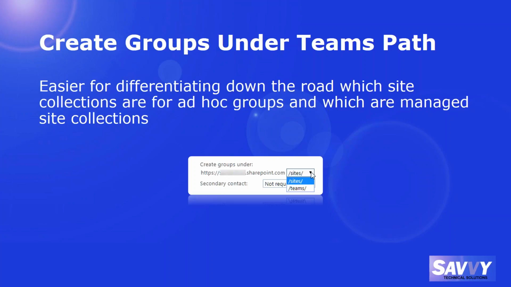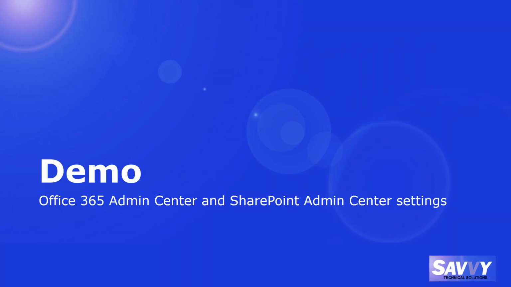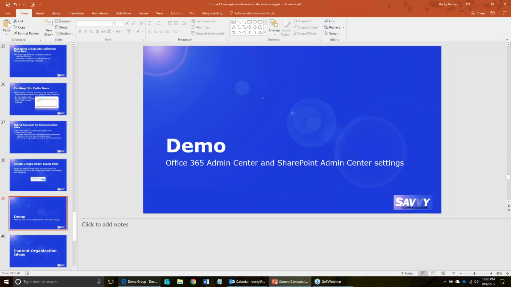So you can specify that new groups are created under this different URL, which can be good in just giving a visual indication of whether a site collection was intentionally created in that managed approach, or if it's the more flexible approach of an Office 365 group. All right, so let's show that real quick.